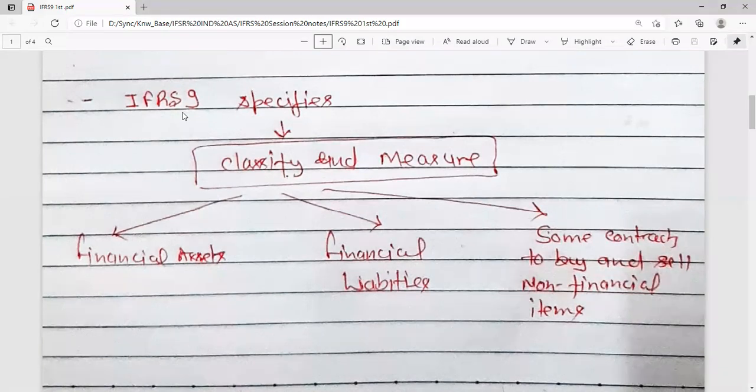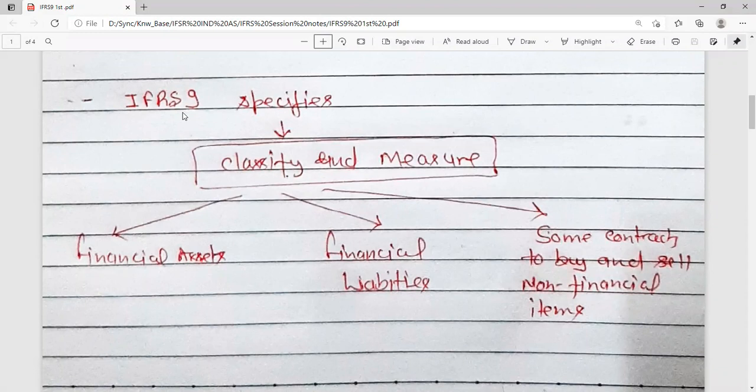Like in the case of service, first we enter an agreement that a service provider will provide specified services, and we pay on a monthly basis or on completion. But it is not compulsory that in every contract we have some buying or selling. This will be applicable when it is a financial asset for one party and a financial liability for the second party, and then the applicability comes into the picture.